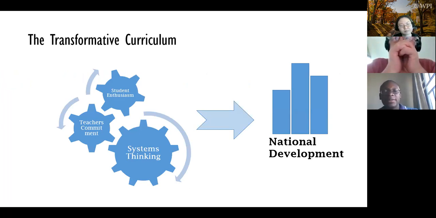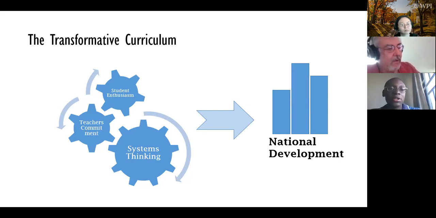Because when students are able to see wholes, they are more enthusiastic. They can actually understand more about the nation's problems. They are more committed to solving the nation's problems. They feel empowered that, yes, I can also solve these problems.